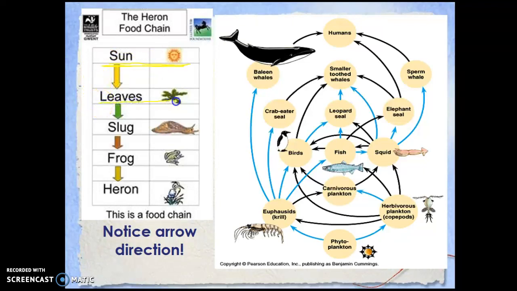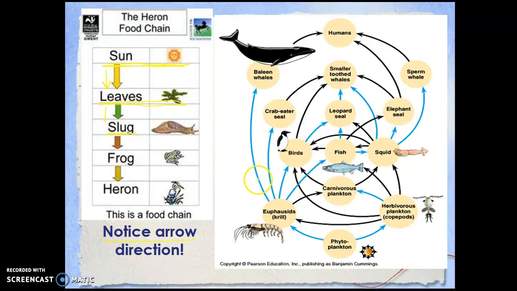So the leaves are going to be our primary producer. The slug is going to be your primary consumer, eating the leaves. The frog that eats the slug is going to be the secondary consumer. And then the heron that eats the frog is going to be your tertiary consumer. And it says, notice the arrow direction. Your arrow is always going to be pointing towards the consumer.